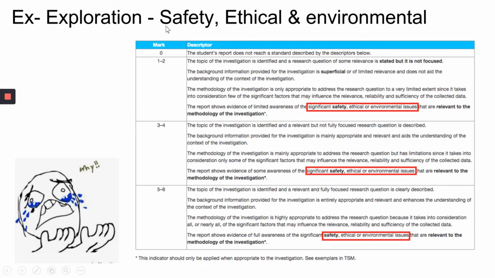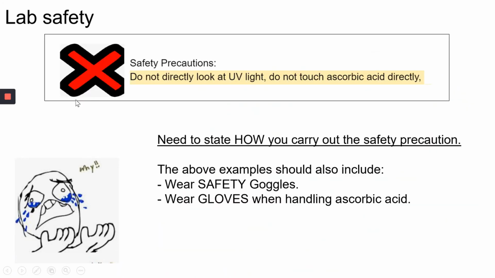Again, exploration. Why I was saying that it's important to mention safety, ethical, and environmental reasons: IB marked it in the criteria. You can see that for each mark score band, they also have safety, ethical, and environmental issues in all score bands. So if you miss out the safety, ethical, environmental issues, then your mark can be penalized and drop into the next score band. So make sure you mention these three things when you are doing your exploration part. Lab safety.